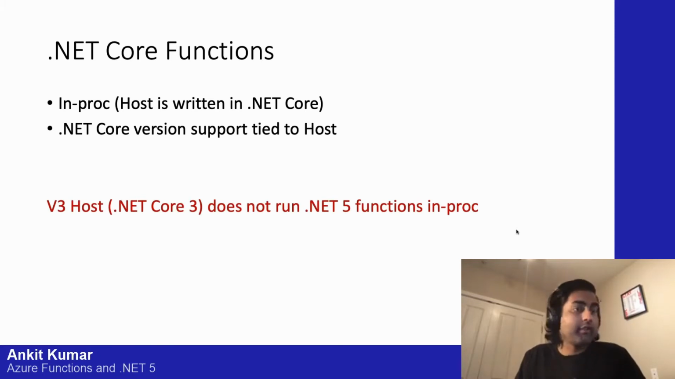So this brings up the good point that a V3 function app, which is written in .NET Core 3 again, does not run .NET 5 functions in proc. And this should be obvious from the previous design we saw: just because everything runs in proc in this model, we cannot host and run .NET 5 functions.